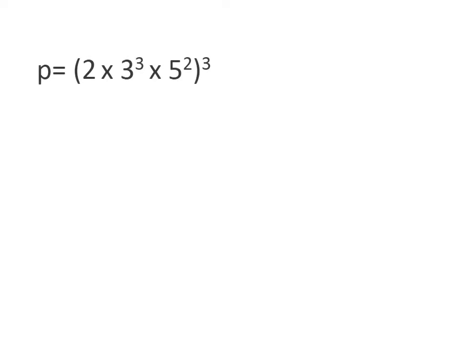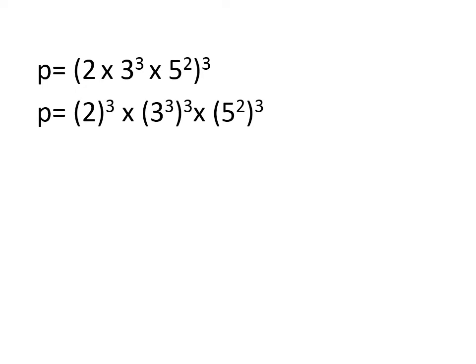Okay, next one. P equals (2 times 3 to the power 3 times 5 squared) all to the power 3. We have to distribute the power, which is 3, among the factors here inside the parentheses. Each one should be written alone with the power 3. Then we calculate it by multiplying the powers. 2 means 2 to the power 1, all to the power 3. 1 times 3 is 3, so it's 2 to the power 3, times 3 to the power 3 times 3, which is 9, times 5 to the power 2 times 3, which is 6.